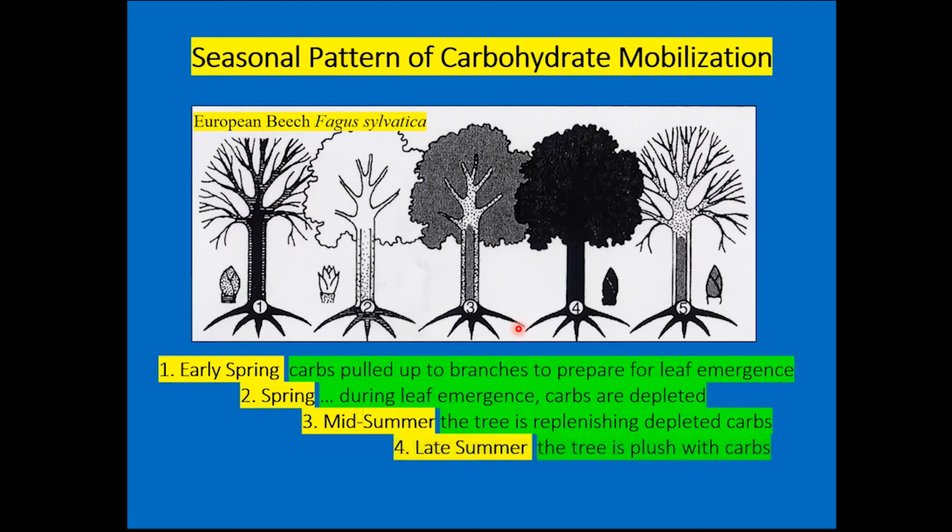Late summer, the tree is just full of carbohydrates. So that's when it's the healthiest, usually. And in the winter, the carbs are stored in the roots, and then the cycle begins again and goes back into the spring. So this is a pretty good diagram and picture of how this all happens in a tree. And it happens quite similarly in other plants as well.